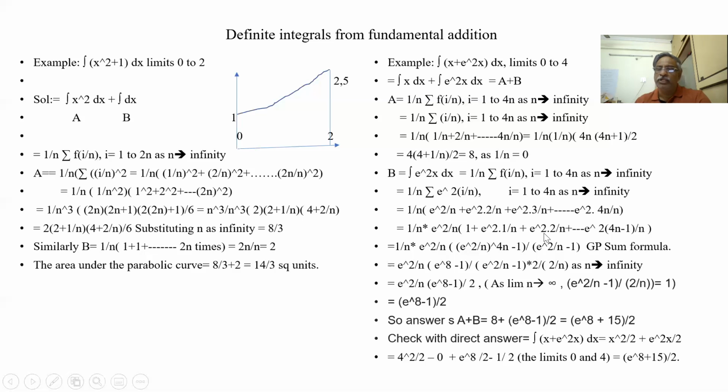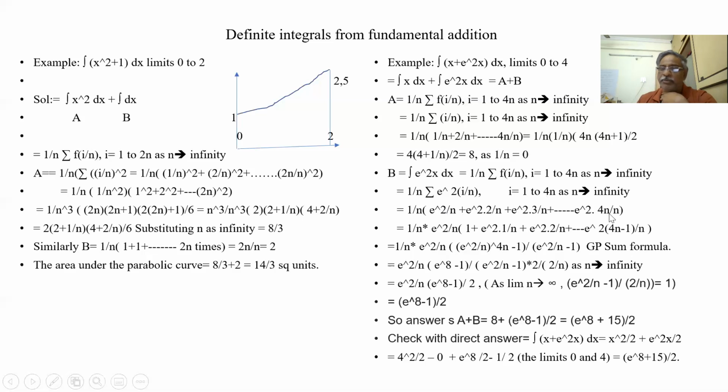So when I take out 2, it becomes 4n. 2 into 2 is 4. Like that, 2 into 4n minus 1 over n. So 2 into 1 is 2 by n, this is taken out. So 1 by n, e to the power of 2 by n, when I take out 1 plus e to the power of 2 by n plus e to the power of 4 by n plus e to the power of 2 into 4n minus 1 by n.